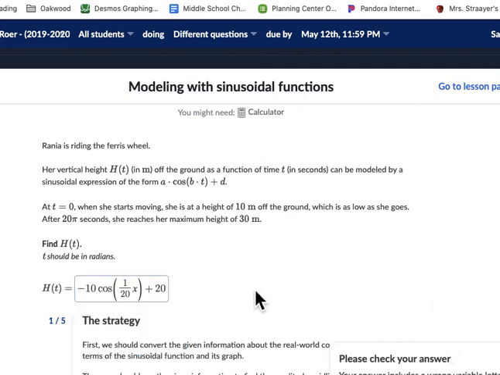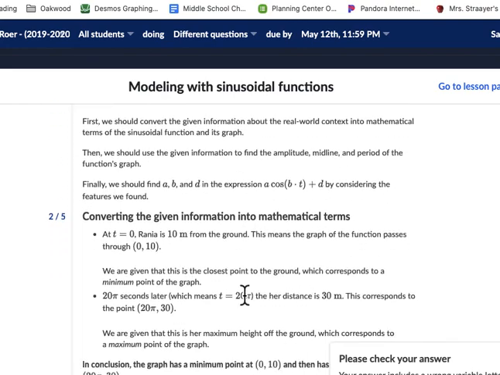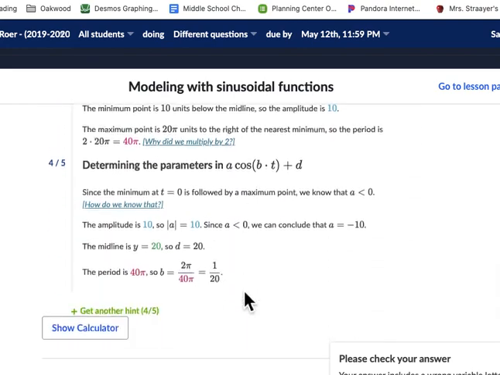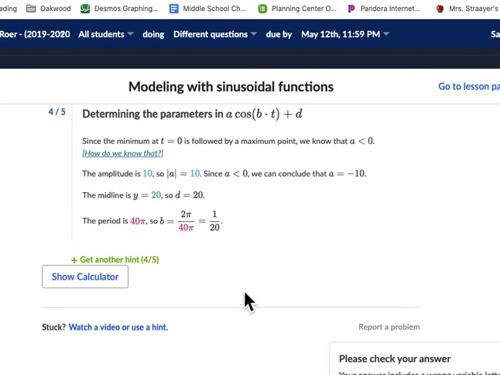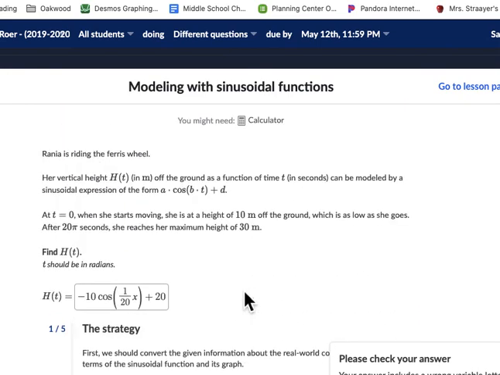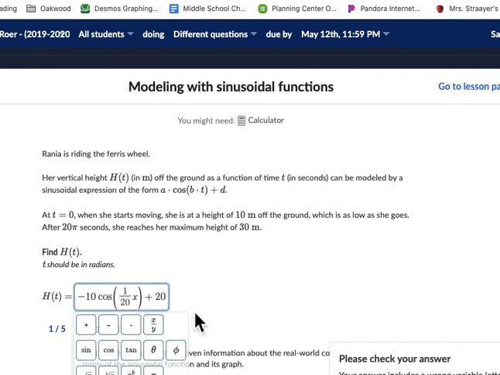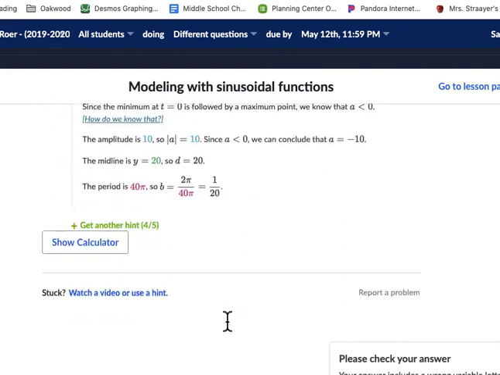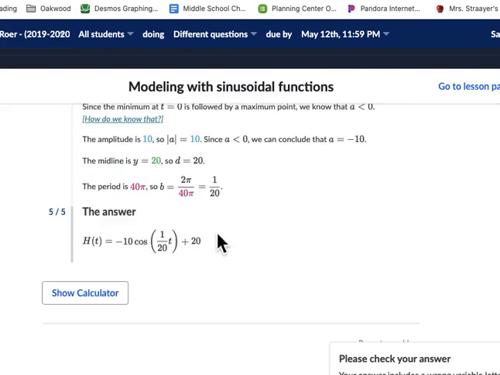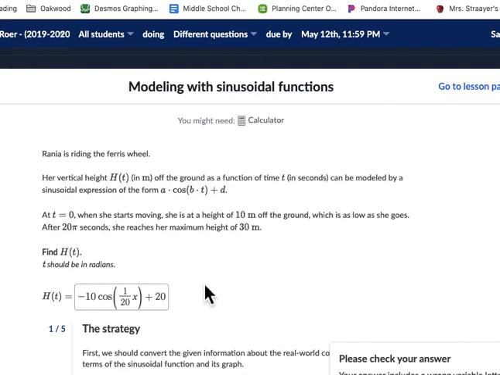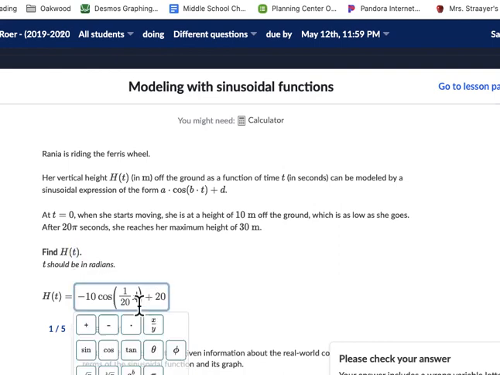Oh no, what did I do wrong? I thought that was what we had typed in. -10 times the cosine, 1/20x plus 20. What did they say? Get one more hint here. Oh, you got to be kidding me. Of course, it's a function in terms of time and not x. I had everything else right.